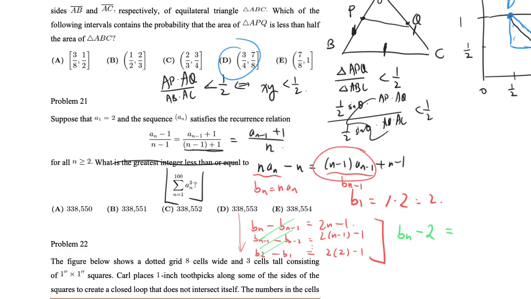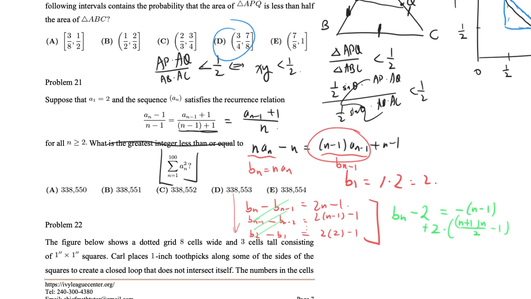So bn minus 2 is equal to this whole mess on the right, which is, how many equations do you have? You have n minus 1 equations. So this would account for the 1, so you would minus n minus 1. This is all the negative ones. And then plus 2 times this sequence right over here. So that is equal to n plus 1 times n over 2, minus 1.